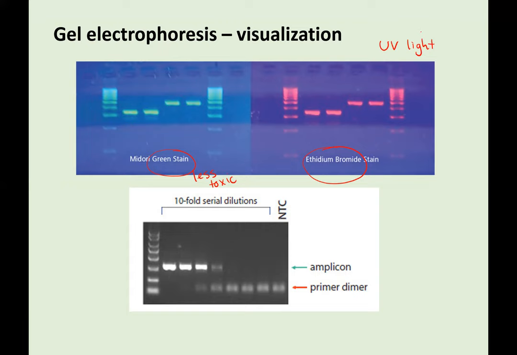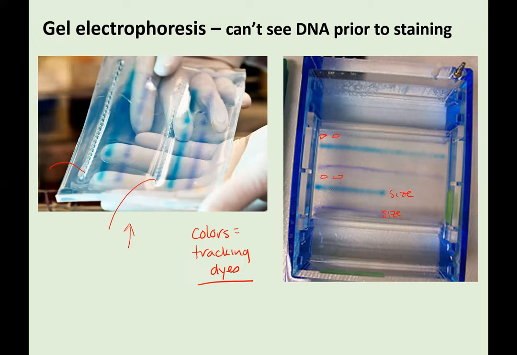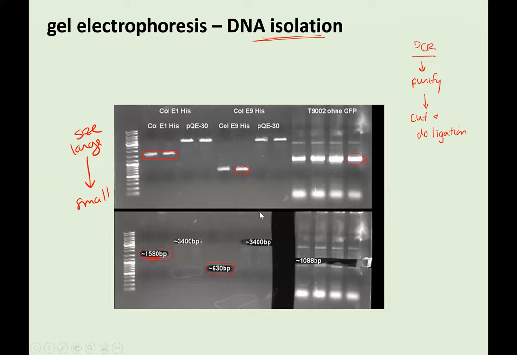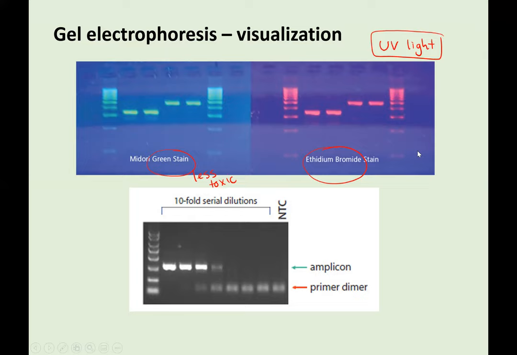So what you're doing in the lab, you can't see anything. You have no idea where the DNA is, if it's there or not, until you visualize it. And so these black and white ones are just, the computer has taken an image of the gel and turned it into black and white instead of printing color.